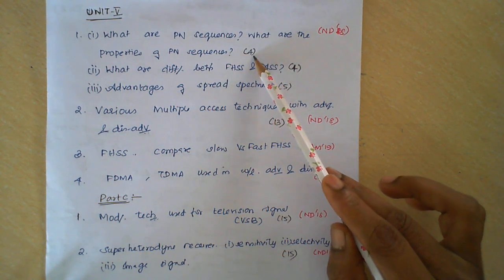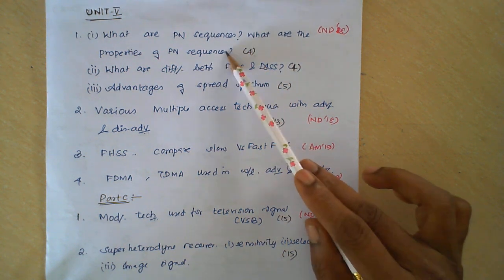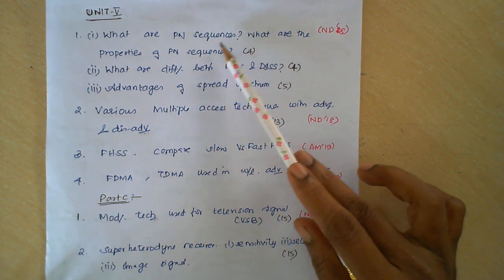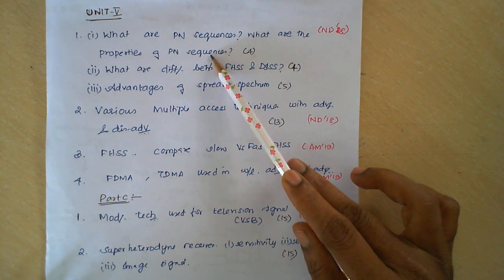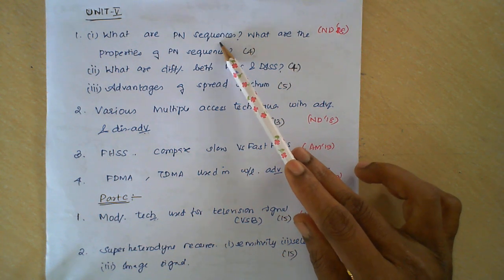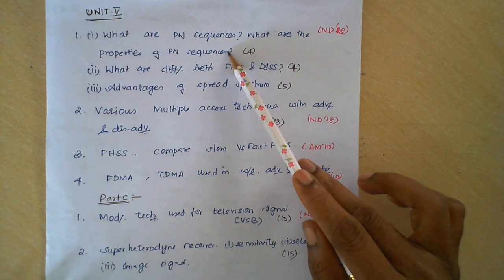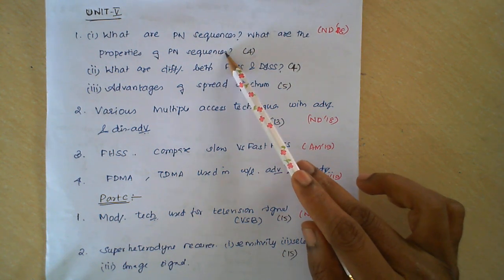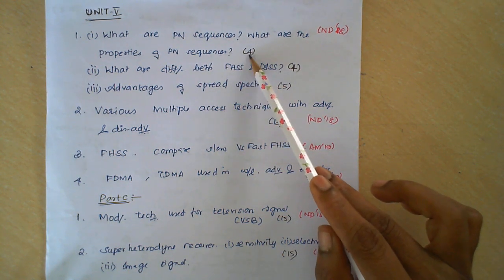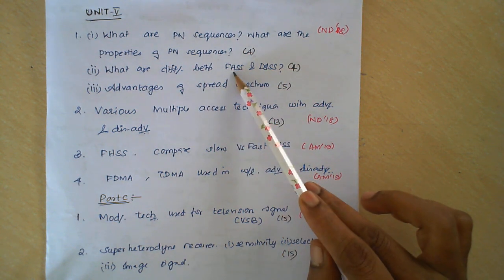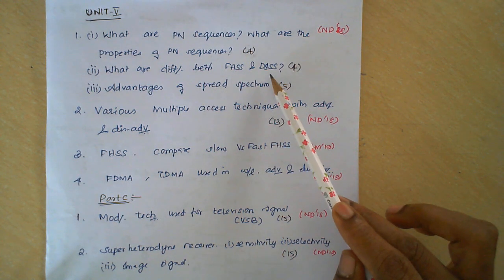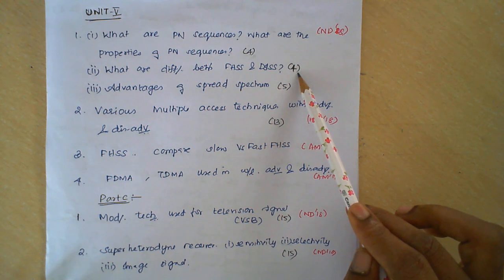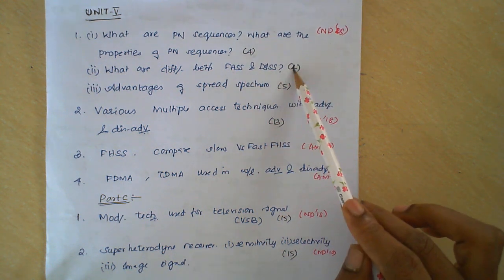So you should observe what is the mark allocated for the question, and then write the answer accordingly. They have asked what is PN sequence and what are its properties. The PN sequence definition carries 2 marks. Naming the properties, it has 3 properties, is allocated 4 marks. And the difference between frequency hopping spread spectrum and direct sequence spread spectrum is asked for 4 marks. Write at least 4 points.